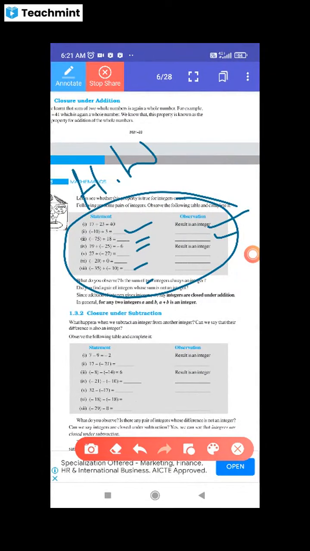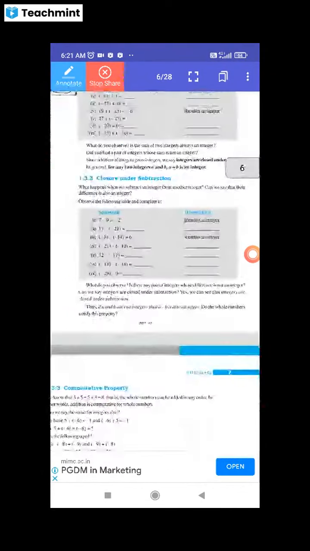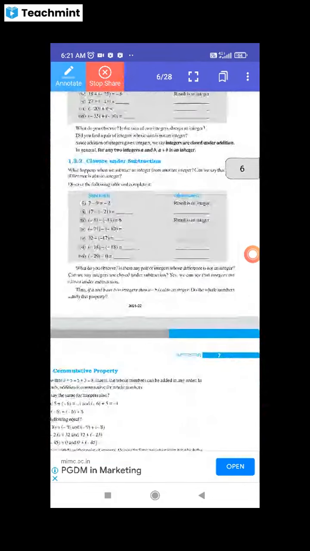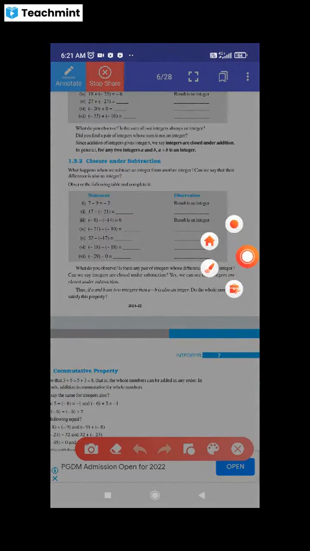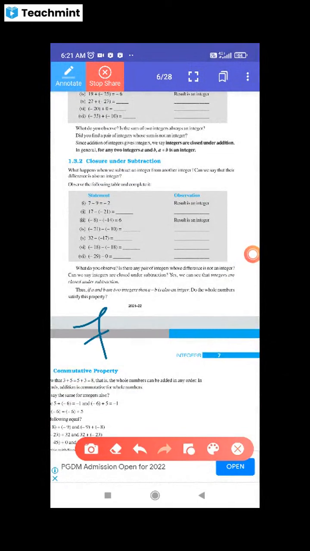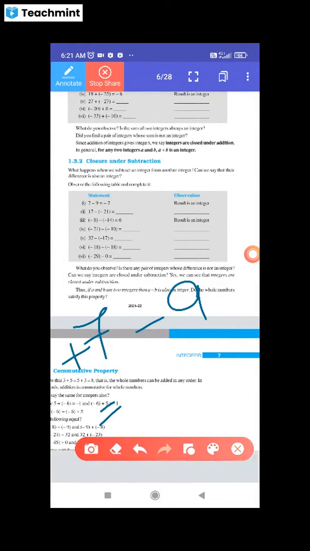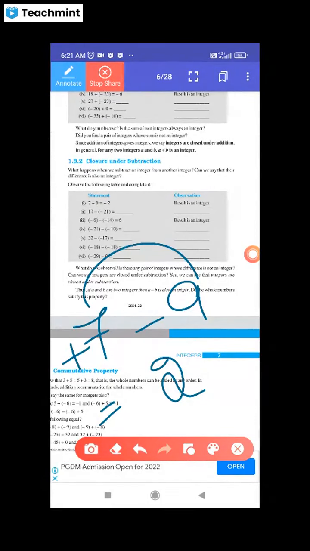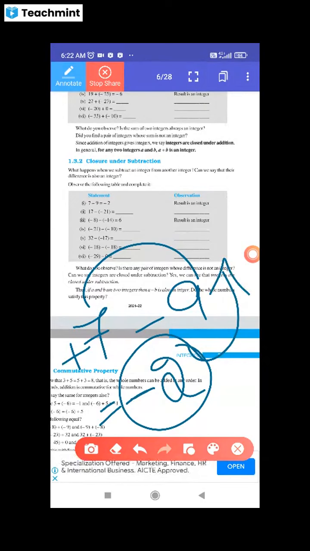Yes, ma'am. So next one, closure under subtraction. Here the operation is subtraction. 7 is an integer and 9 is also an integer. After subtracting these two, here there is no sign, which means plus is there. So plus and minus. Which one is the bigger number? 9. 9 minus 7 is 2. Which sign do I have to put here? Minus. So minus 2 is again an integer, no?